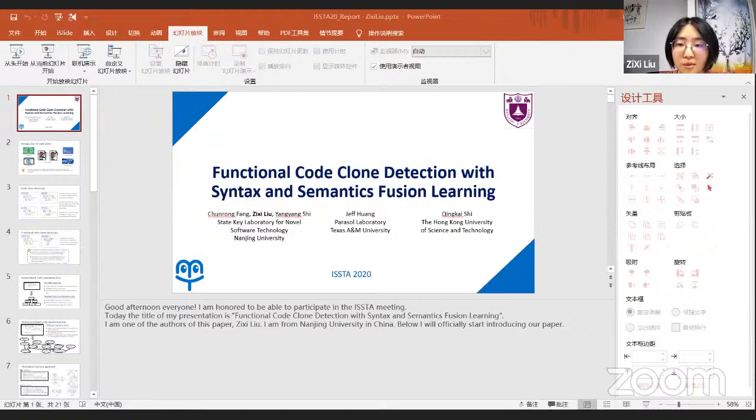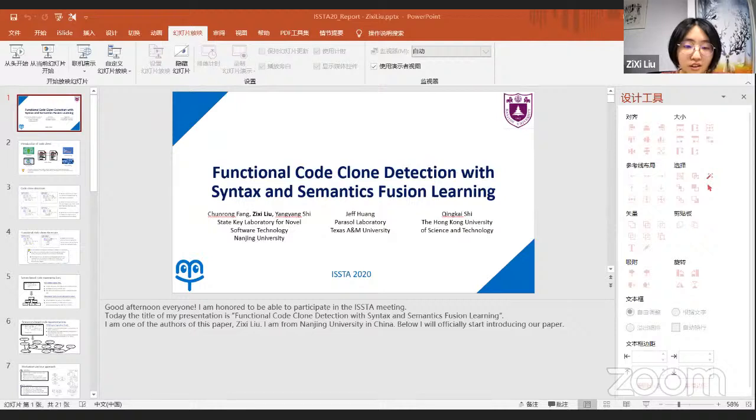Functional clone detection means that the structure and the syntax of the clone code pair are very different, but the functionalities are the same. It is the most complicated clone type because the syntax and the semantics of the source code are flexible. Many approaches try to use syntax-based or semantics-based information to represent the source code.